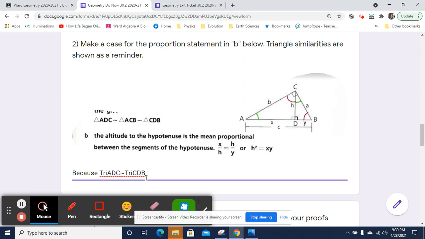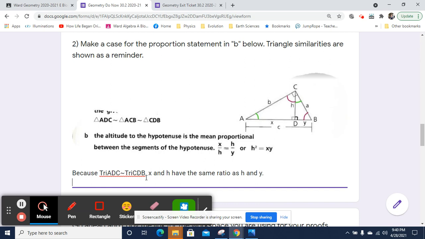Okay, because they are similar, this proportion, let's say X and H have the same ratio as H and Y. Okay, so we can work out that proportion. Of course, H times H will be H squared, and X times Y will be XY. And then you could actually figure out what H is. H will be the square root of the product of X and Y.